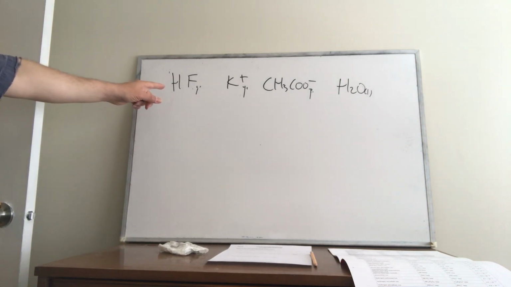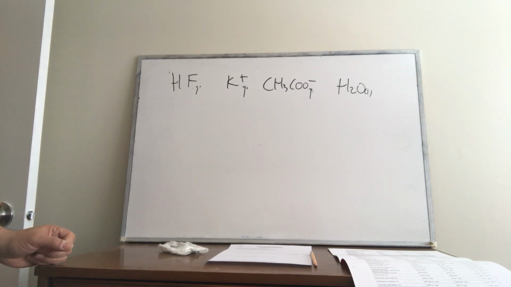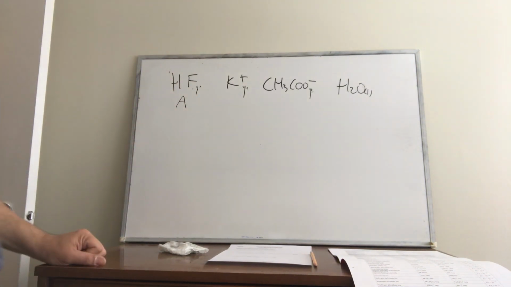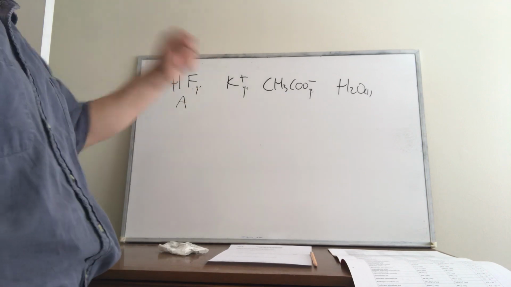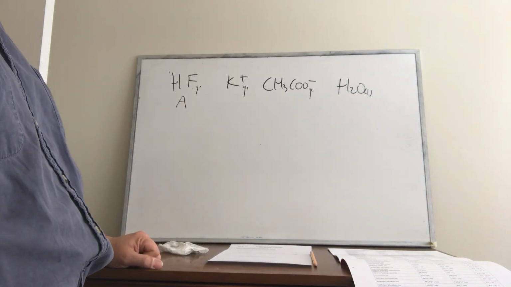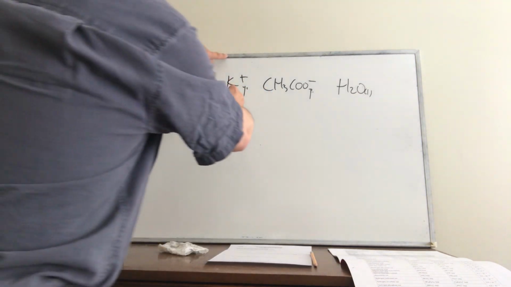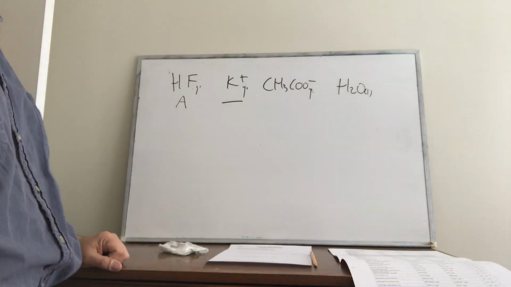Determining acid and base. HF, does it have a proton to donate? Yes. So we put an A. Is it negative so that it can accept a proton? No, it's not negative, so it's not a base. Potassium ion, does it have a proton to donate? No. Is it negative so it can accept? No. So we put a dash.